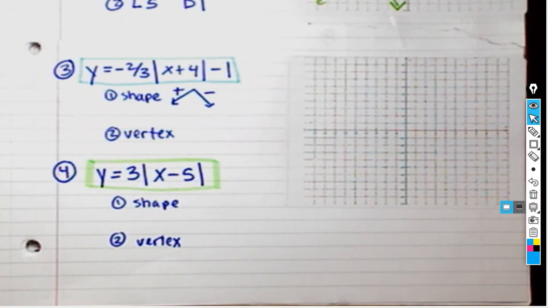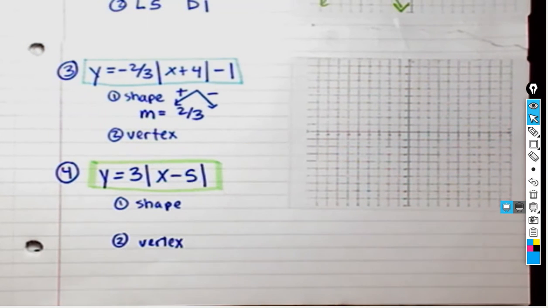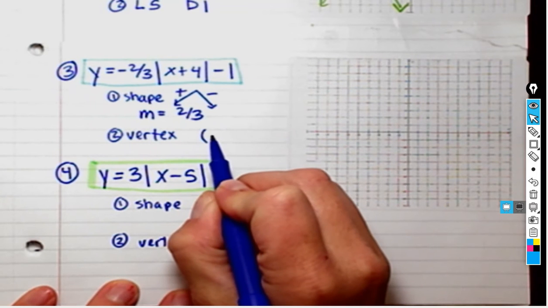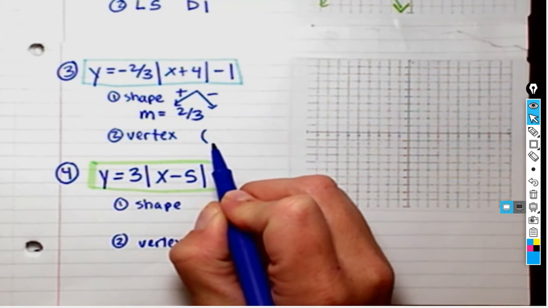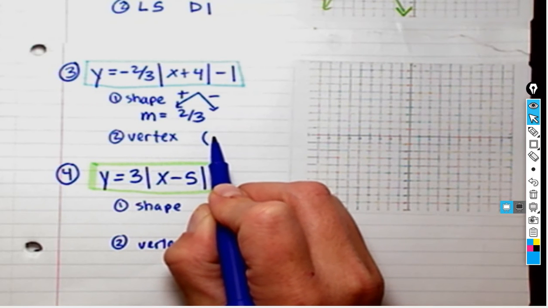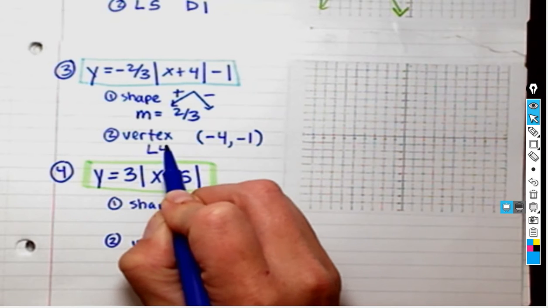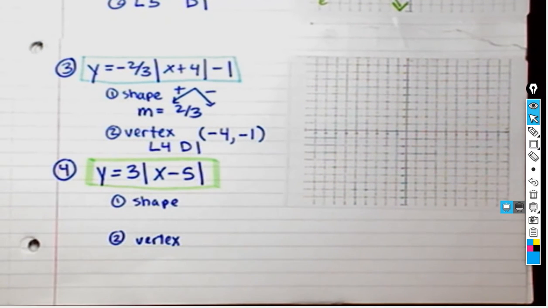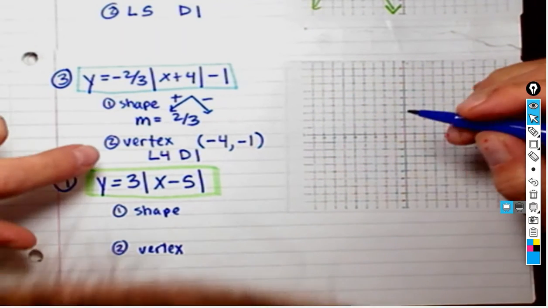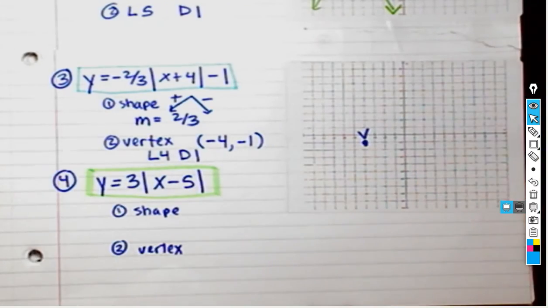Nina, what is the slope number? Yep, 2/3. Okay. Next, Michelle, what is the vertex? Hold on. I know your question. Hold that thought. Yes, left 4, down 1. Okay, let's graph it. -4, -1. Okay, so vertex.